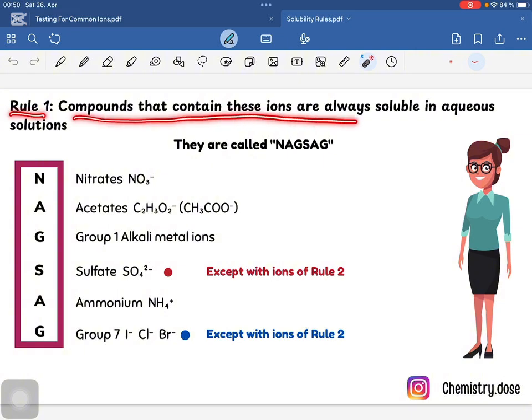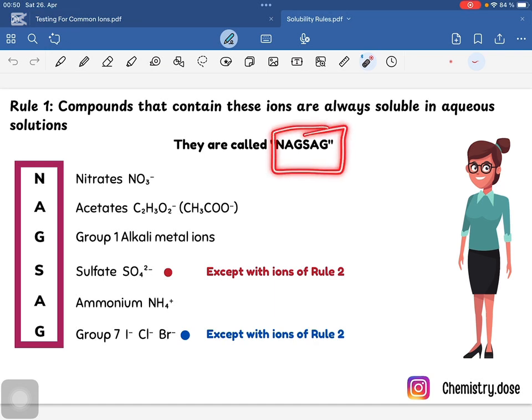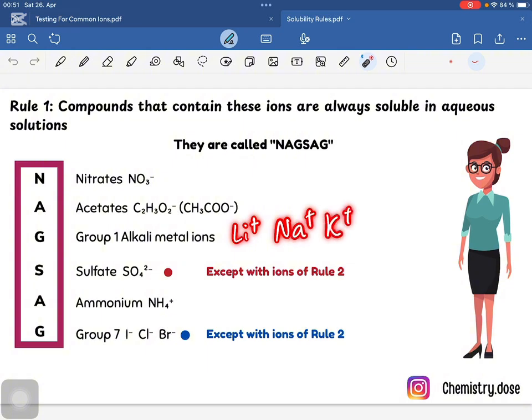Compounds that contain these ions are always soluble in aqueous solutions. And a way to remember this rule is to remember the word NAG SAG, where N stands for the nitrate ion, the A stands for the acetate, the CH3COO minus, the G stands for the group 1 alkali metal ions, and by this I mean group 1 like Li plus, Na plus, K plus, Rb plus, rubidium, and cesium.